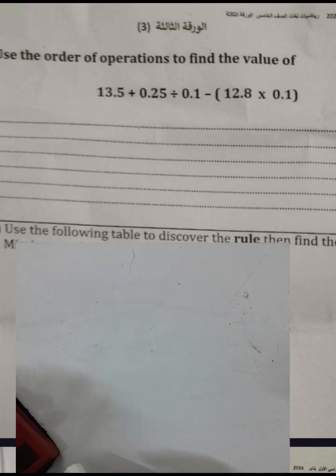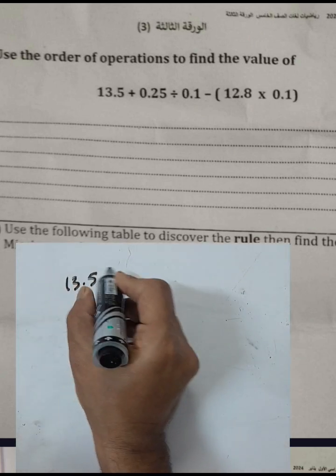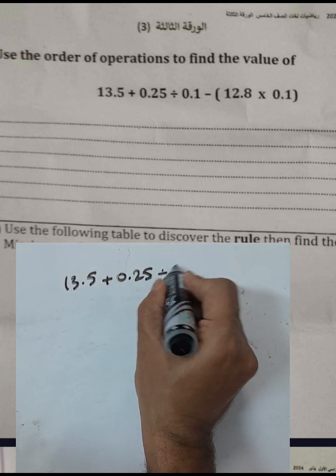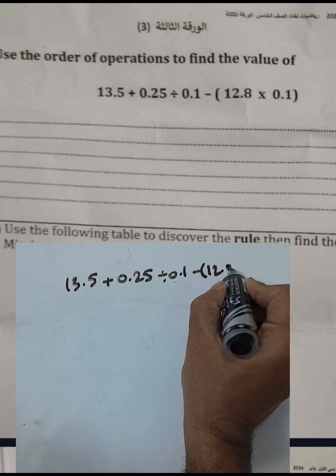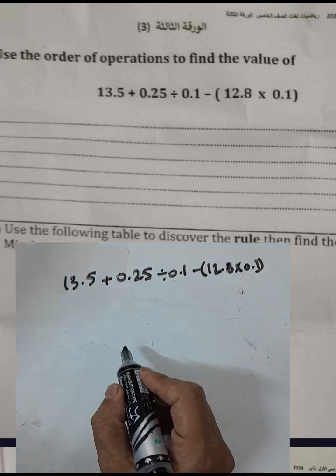Okay, we have 13.5 plus 0.25 divided by 1/10, subtract 12.8 times 1/10.